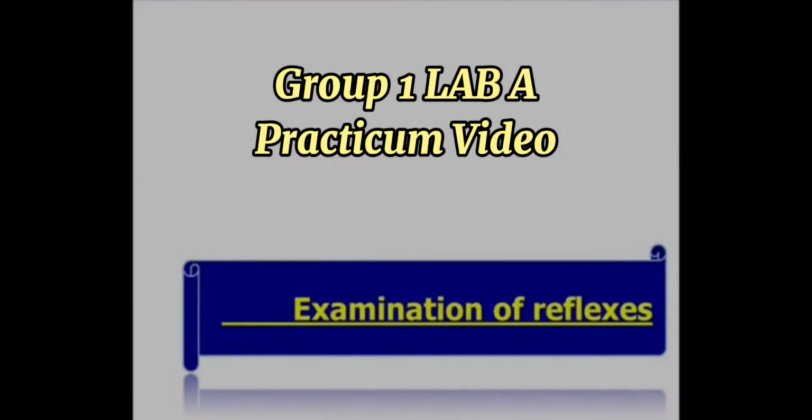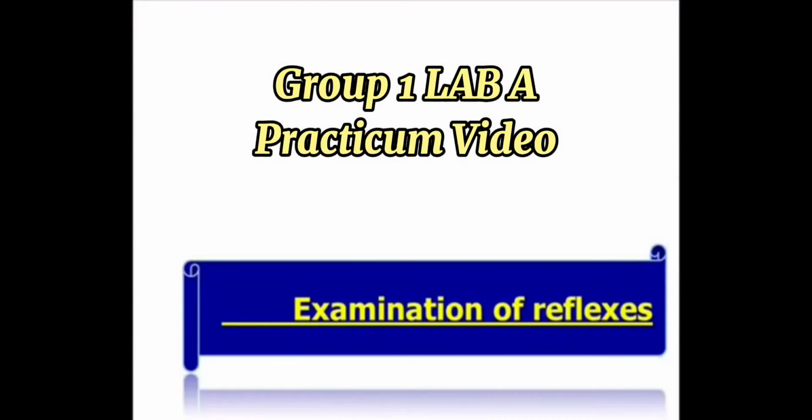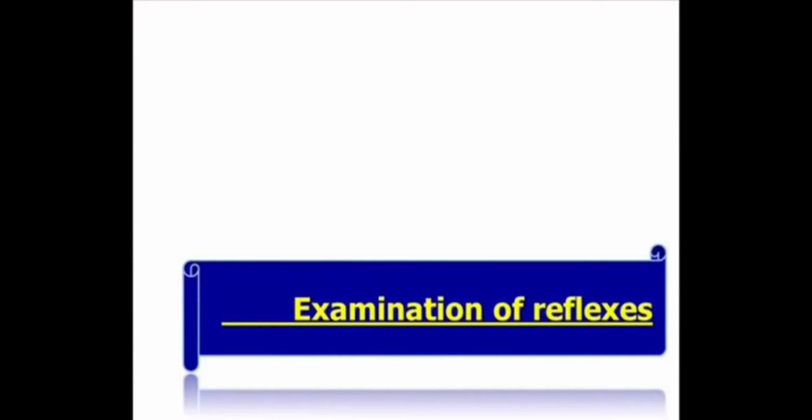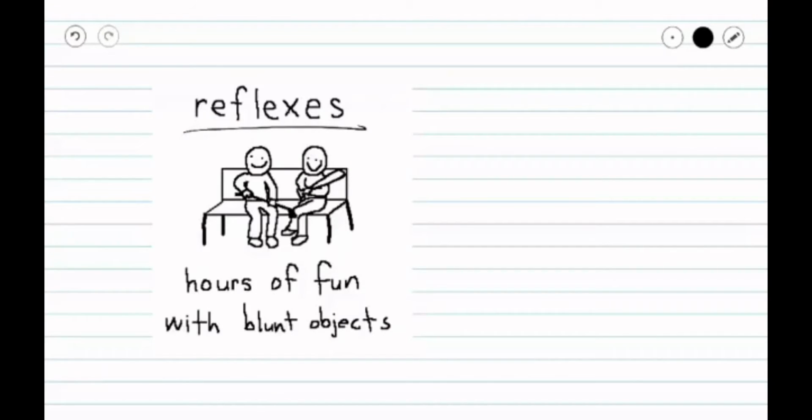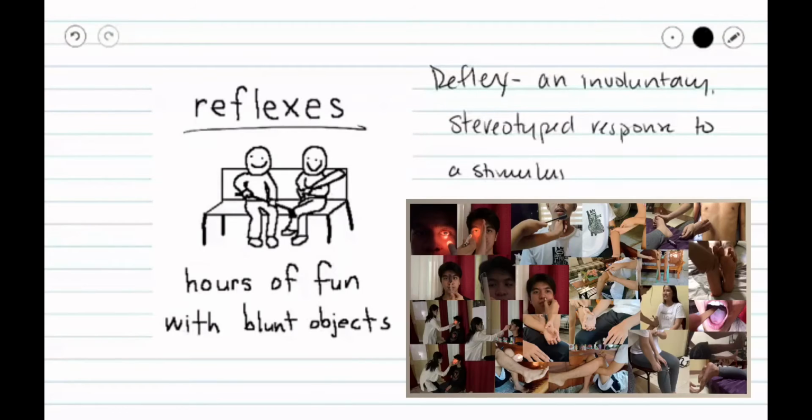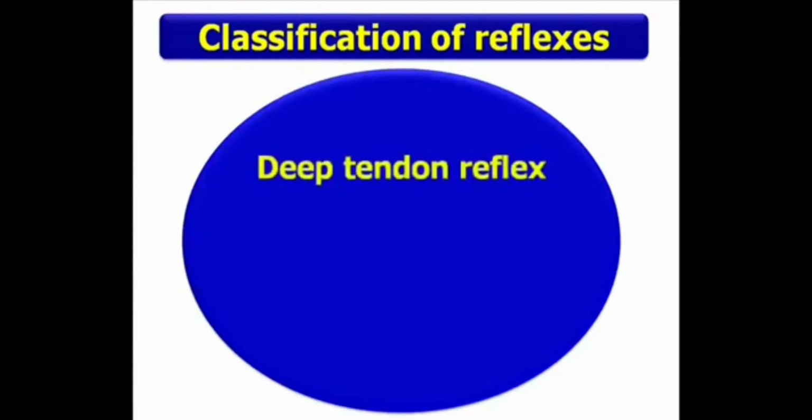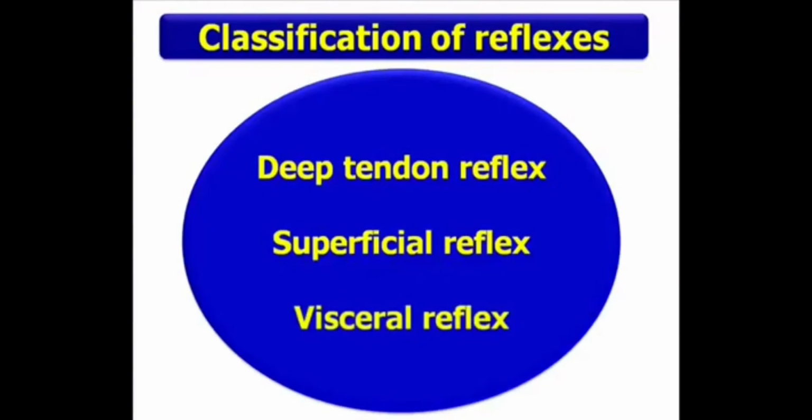This is Group 1, and for this video, we're going to show you the different examination of reflexes. Reflex is defined as an immediate involuntary motor response to an afferent sensory stimulus. Clinically, reflexes are of three types: tendon or deep reflexes, superficial reflexes, and visceral or sphincteric reflexes.